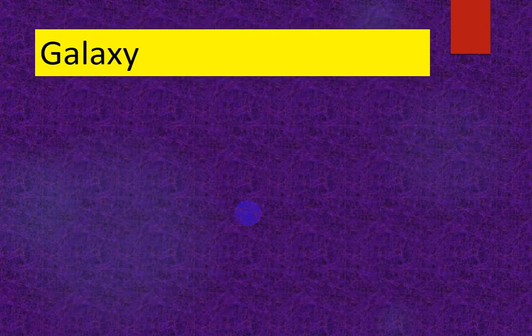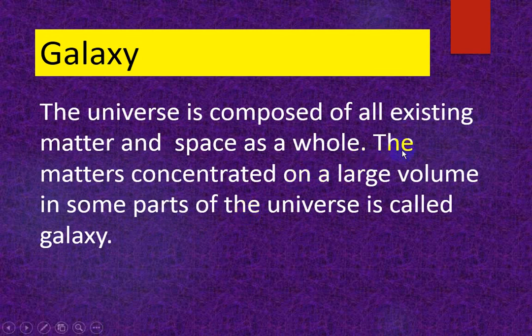Galaxy. At night we see the sky, and we see part of the universe. Here we see some areas of vacant space, and some areas where something is blinking. In some areas we see more concentrated volumes of substance, more crowded. This crowded and concentrated area is called a galaxy. The universe is composed of all existing matter and space as a whole. Matter concentrated in a large volume in some parts of the universe is called a galaxy.